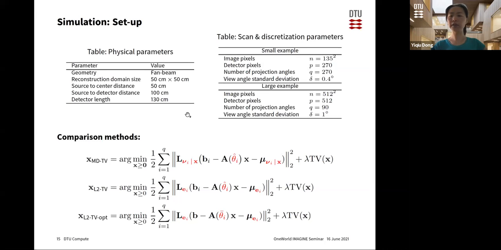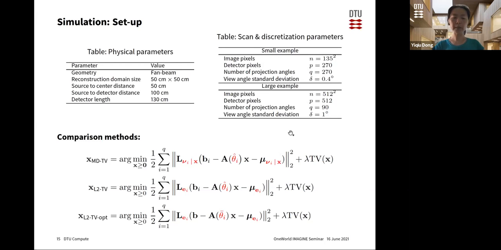So let's look at the numerical results. Here we use a 2D fan beam CT geometry, and we use a small example and a large example. The small example is in fact an overdetermined problem with very small standard deviation. For the large example, the image resolution is 512 by 512, and the underdetermined rate here is 18%, so very low. And the standard deviation in view angle is 1 degree, which is pretty large.